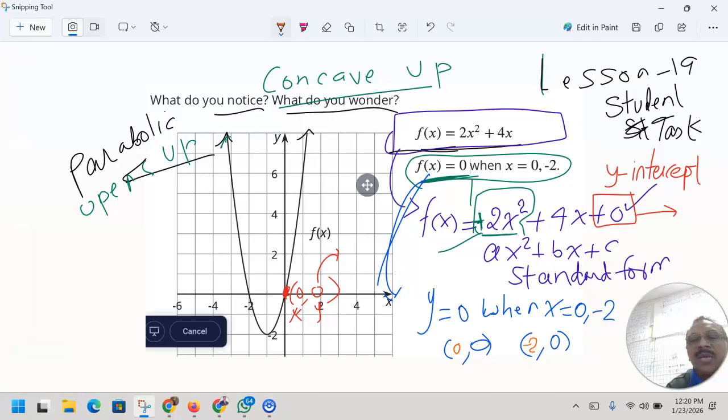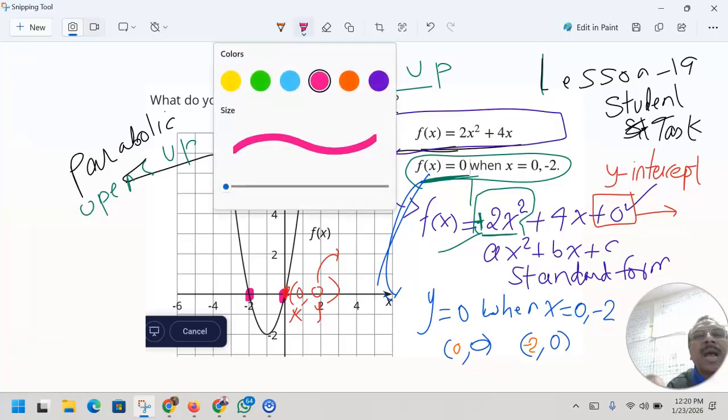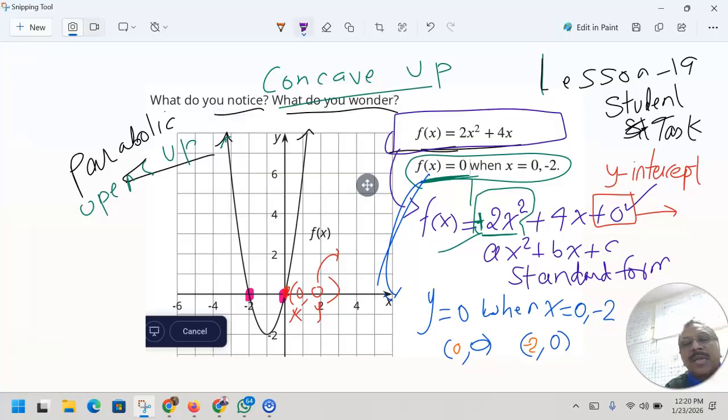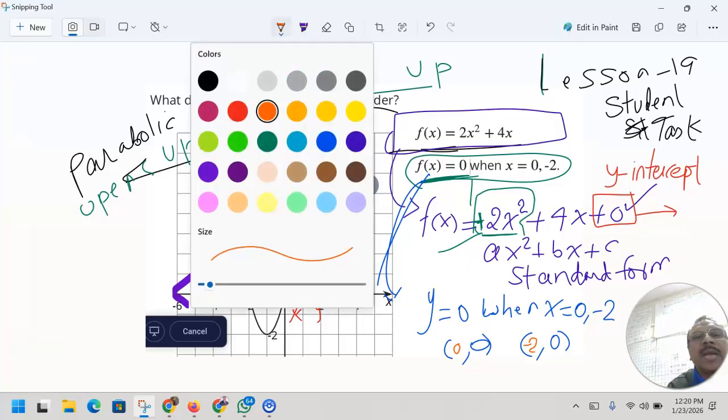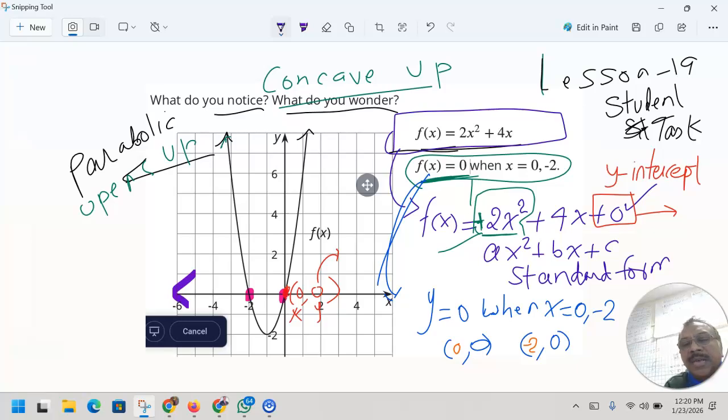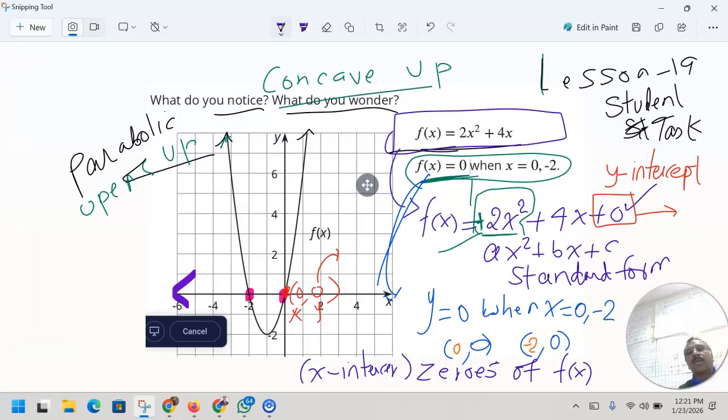And if you see on the graph, I'll mark those with color to show this point and this point. So those are the points where the graph crosses the x-axis. Sorry, the x-axis. These are called the zeros of f of x, the function. Whatever the function, those are called zeros. We also call them x-intercepts because that's where they cross the x-axis. So this is what you see and what you notice here.